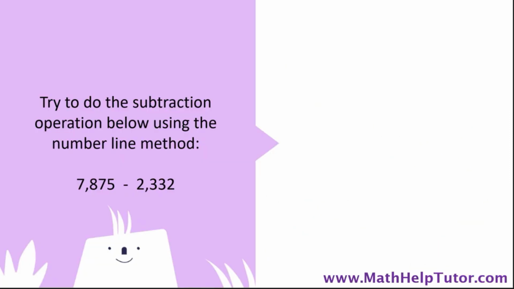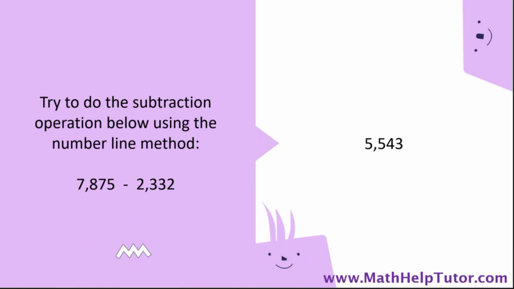Try to do the subtraction operation below using the number line method. The answer is 5,543. So how did we arrive at this answer? What we can do is we can first draw a number line. And since we are subtracting a number from another number, that means our final answer would be less. That means we are going to the left direction because going to the left of a number line means that the numbers are decreasing. So we start off with our number, which is 7,875, and we are going to be subtracting 2,332.